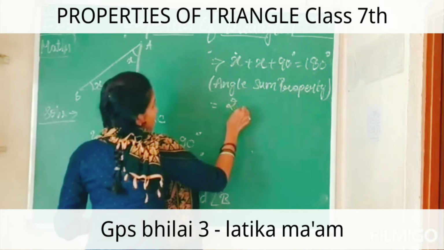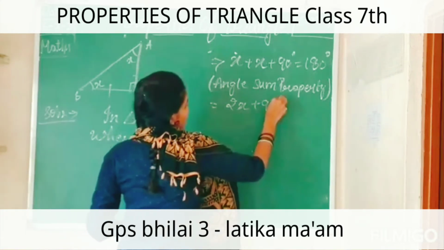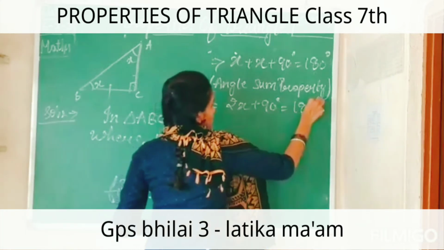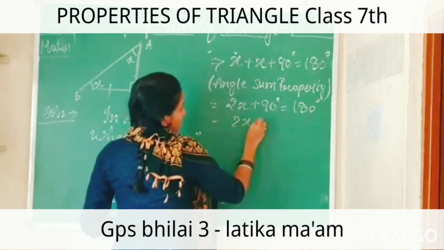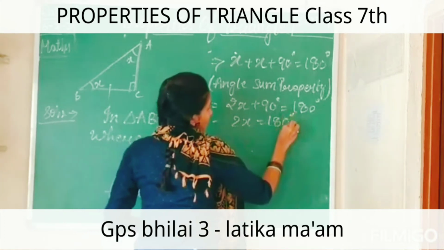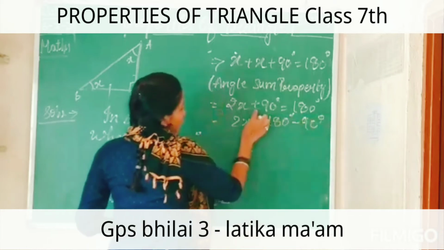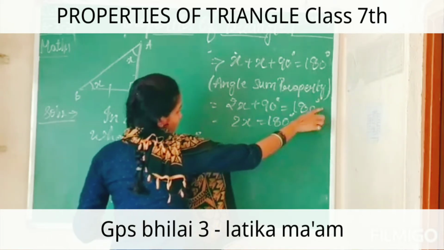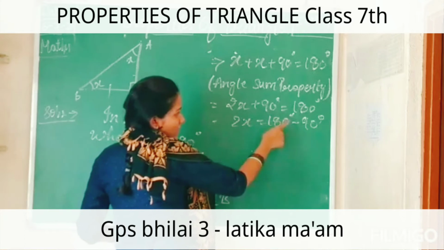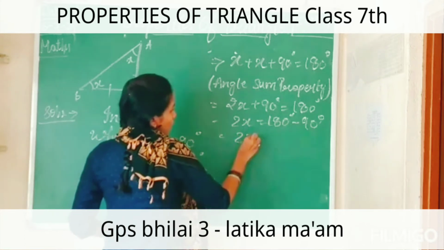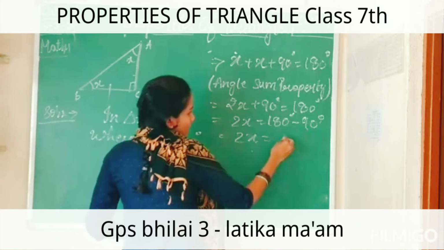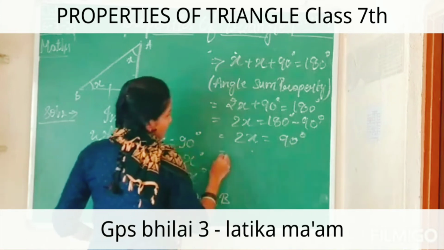x plus x, 2x plus 90 degrees is equal to 180 degrees. 2x equals 180 degrees minus 90 degrees. You can take the 90 to the right-hand side, that is why the sign changes: plus becomes minus. 2x is equal to 180 minus 90, that is equal to 90 degrees.